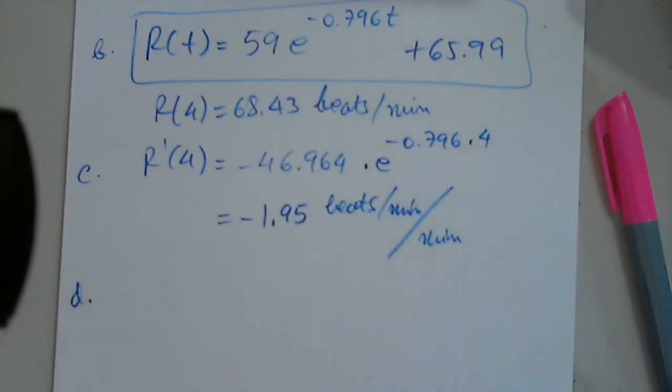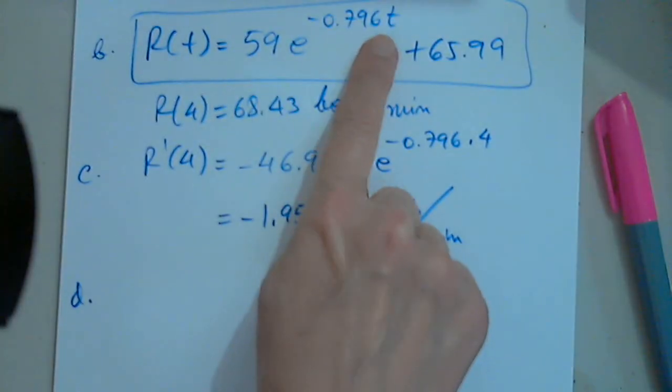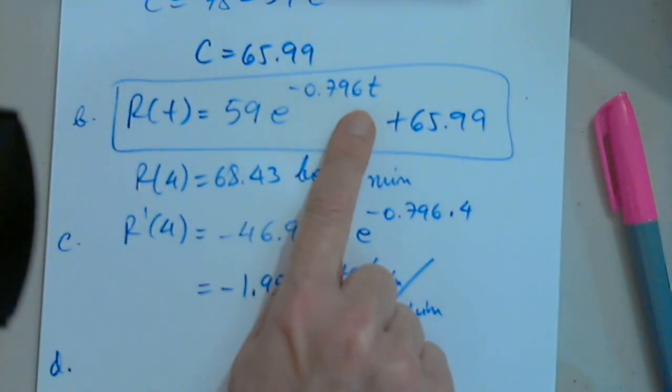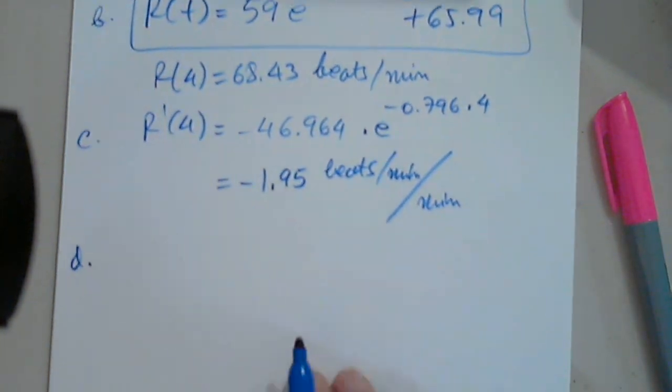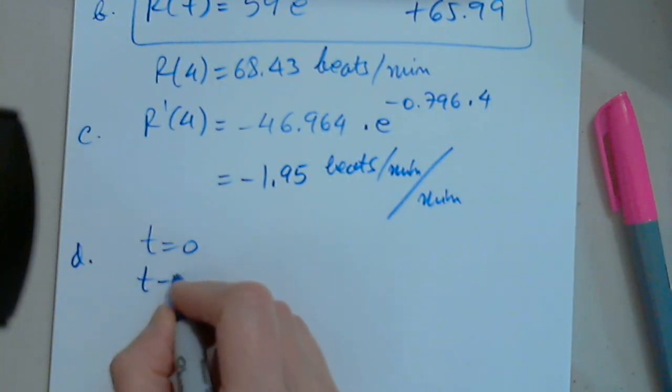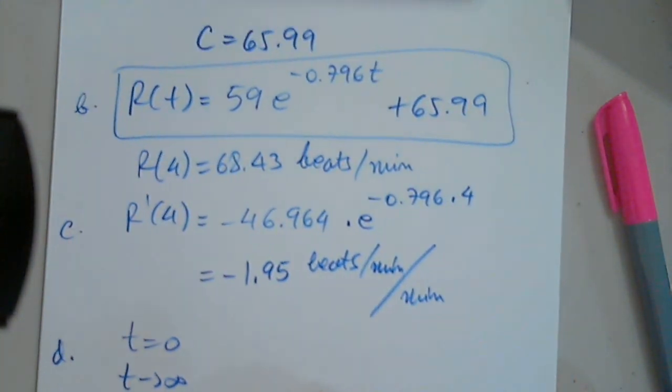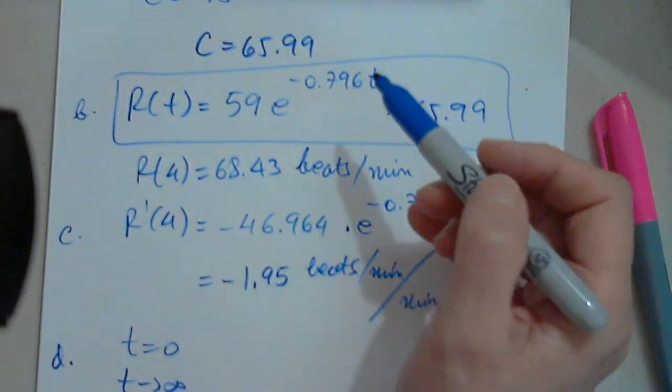Initially, I was thinking that they're asking before she started exercising. How can R of t and R prime of t be used to find Trisha's resting pulse rate? Which is the same thing. How come it's the same thing? Because before she starts exercising, t is 0. That was my thought. So if you say t approaches 0, or t equals 0, or t approaches infinity, you will get the same answer. So before she exercises, time is 0.